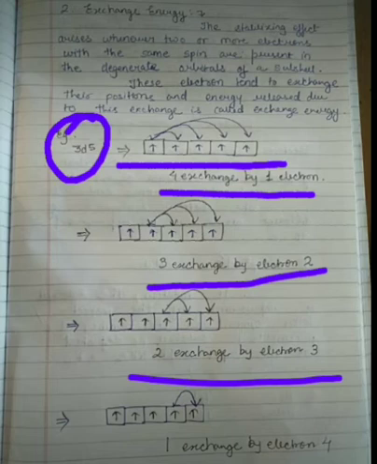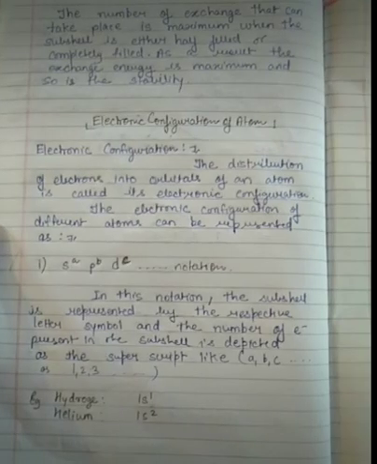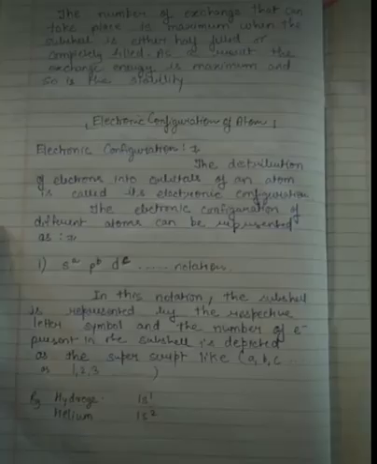So students, the stability of half-filled and fully filled orbitals is because of the symmetrical distribution of electrons and also the exchange energy. The number of exchanges that take place is maximum when the subshell is either half filled or completely filled. So whenever the configuration is half filled, the number of exchanges will be maximum, or in case of fully filled also the number of exchanges will be maximum. So that's why they are more stable. This is all about today's lecture. Thank you, class.